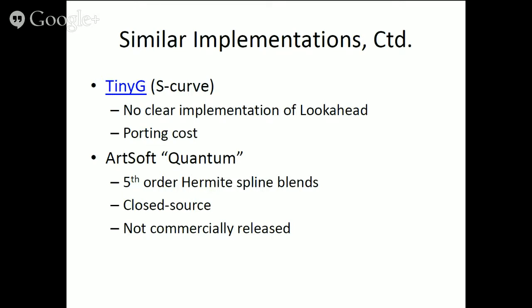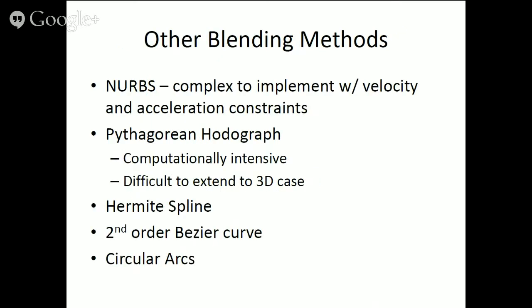TinyG does S-curves, but again, it was a very minimal implementation. It was enough for a 3D printer, but again, it wasn't enough to justify digging through their code and pulling it all out. And then of course, there was the quantum software, which there's been rumors of that. It was, I think, a previous product to Mach 4. It's more of a tech demo. In theory, it sounded very nice. They had high-order blending, so you could do very smooth, very gentle blending, but the problem was you can't get it. So it's pretty much, it doesn't help us.